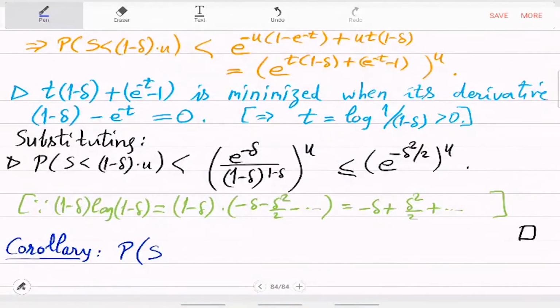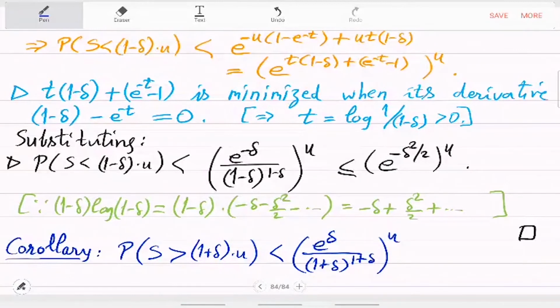So what about S being bigger than expectation? What if S is bigger than the expectation by a multiple of 1 plus delta? So that actually you can do a similar calculation with a positive t, and you will get this expression: e raised to delta divided by (1 plus delta) to the (1 plus delta), whole thing raised to mu. Okay, proof is similar.